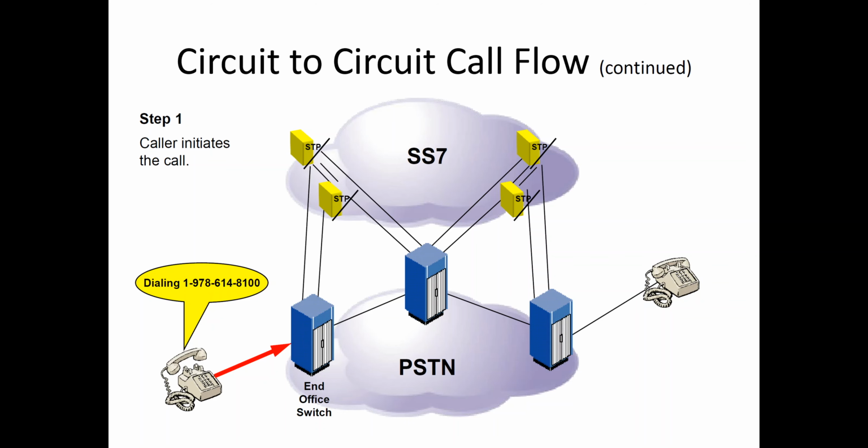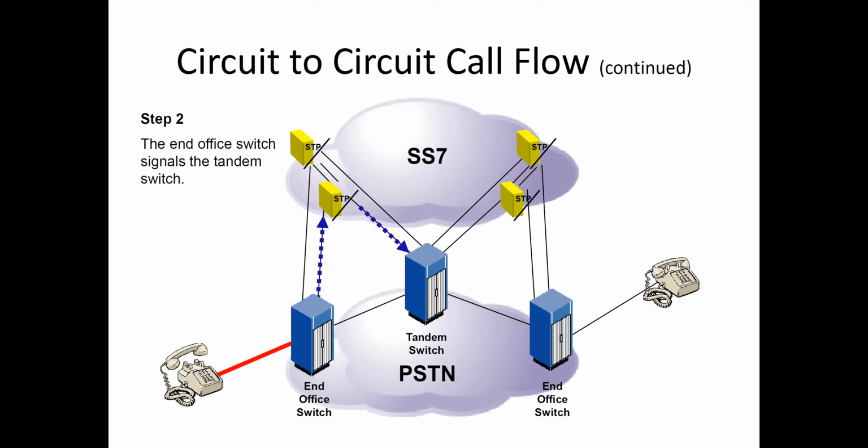1-978-614-8100. Those digits are sent to the central office on the left. Having received the digits, the central office on the left now needs to process the call. However, the central office on the left knows that the call is not to a telephone locally connected. Because of that, the call needs to go to the tandem switch. However, the central office is unable to communicate directly with the tandem switch, and so signaling has to be done through the SS7 network.